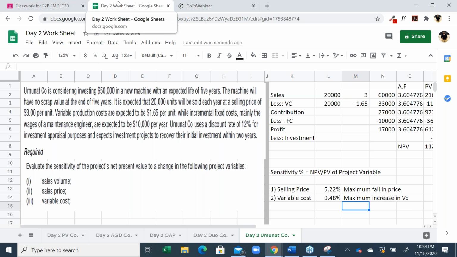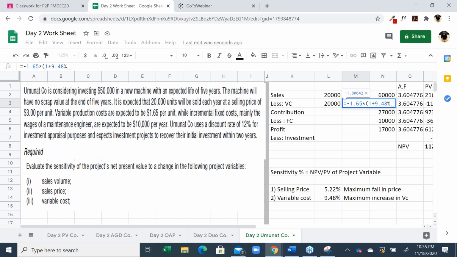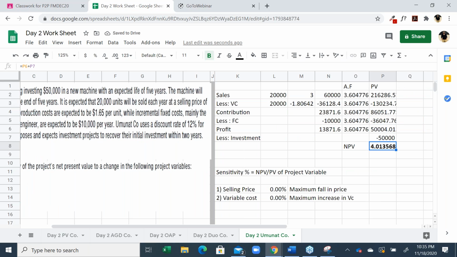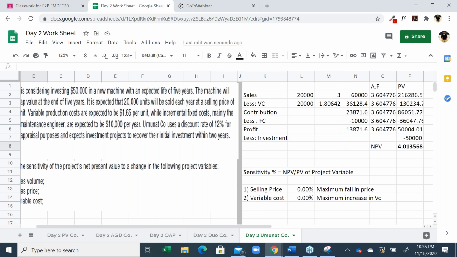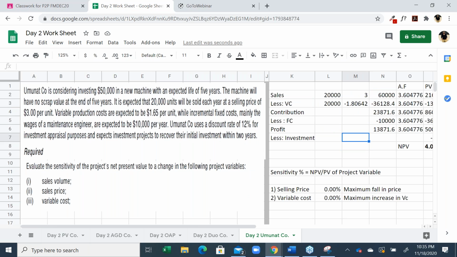Let's try and increase the variable cost by 9.48%. The NPV is just $4, which is equal to 0. So if our variable cost increases from $1.65 per unit to 1.80642, our net present value will be 0, and we won't be saving anything, and any change above this will result in a negative NPV, which we cannot afford.